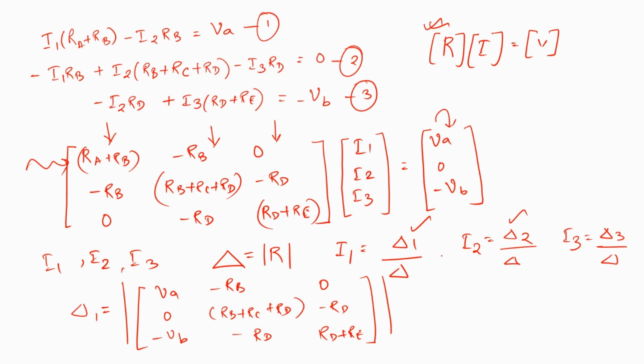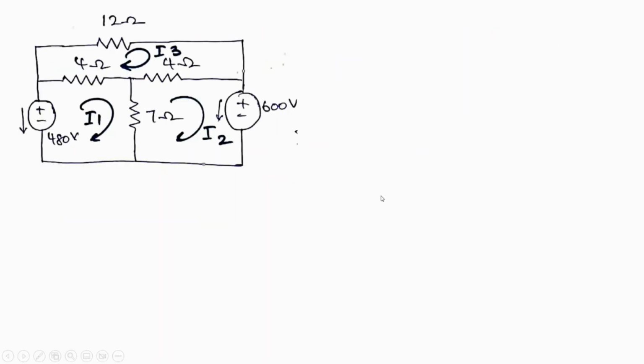So then I can perform delta 1 by delta to obtain I1, delta 2 by delta for I2, and delta 3 by delta for I3. So this is called the Cramer's method. On the other hand, we can simply also solve this problem by computing I1, I2, and I3 in the form of simultaneous equations. Let us now look at an example problem wherein we can apply the concept of N-mesh network and find out the different loop currents.